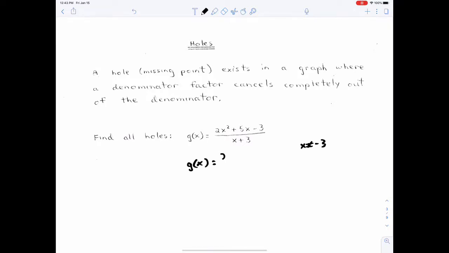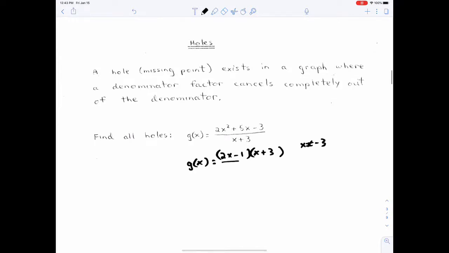Anyway, let's factor this. So we have 2x times x, and then what's going to give us -3? Probably +3 and -1. And then on the bottom, we just have x plus 3. So what happens? These cancel. Did that factor x plus 3 go away completely? Yeah, it's no longer there. So there is a hole at an x value of -3. Well, how do you find the y value? We'll get to that in a second.